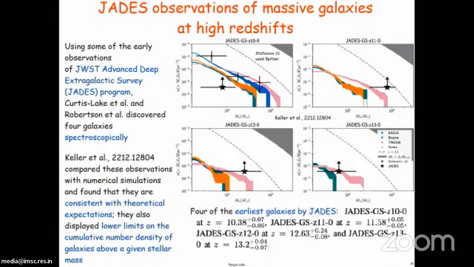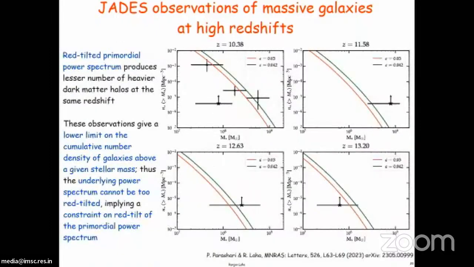So what we did now sort of becomes super trivial. If you think about it, there are these galaxies, there is this strong lower limit. You can't have too much red tilt. Then you will not produce these galaxies, right? So let me rephrase this. Let's look at this plot. They are the same plots. Stellar mass on the x-axis, number density of galaxies with a mass greater than M star on the y-axis. These are the predictions assuming lambda CDM cosmology, assuming star formation efficiency of 3% and 4%.